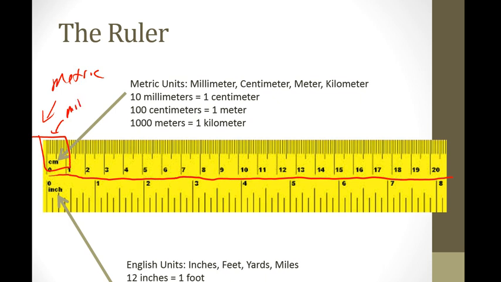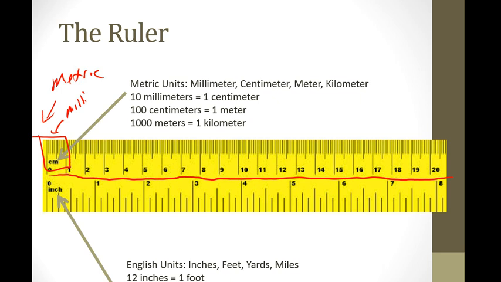Just going to write milli here so you get the idea. So 10 millimeters gives me 1 centimeter. 100 centimeters is going to give me a meter. And if I ever, for some reason, get to 1,000 meters, I will get to a full kilometer.